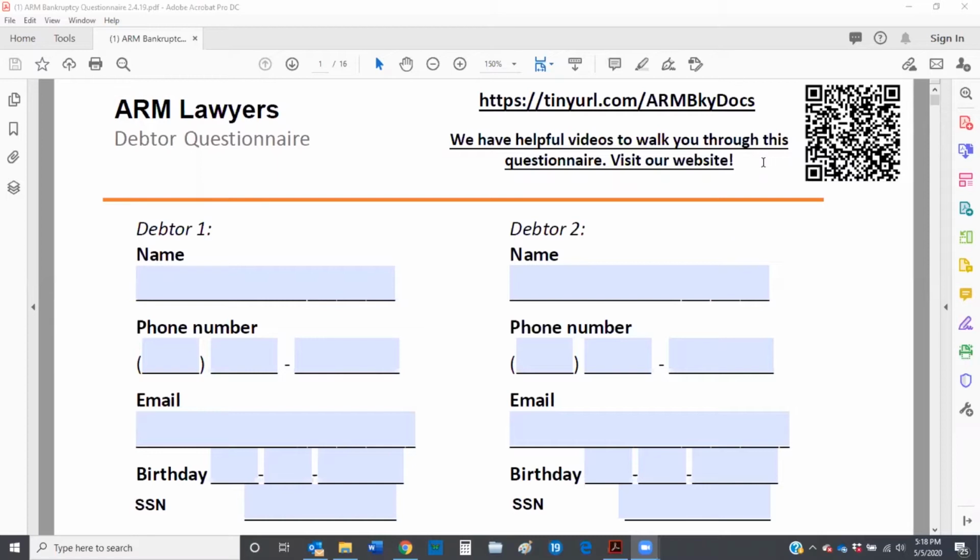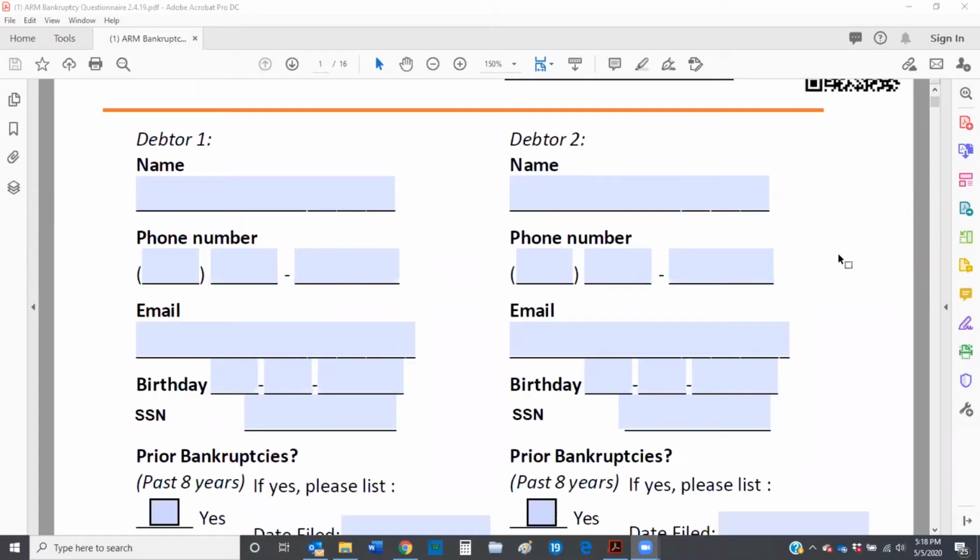At the top of the form, you'll see the web address and QR code. This will link you directly to a portion of our website which talks about completing this questionnaire. So if you have any questions, feel free to do that. The first section is all going to talk about contact information.